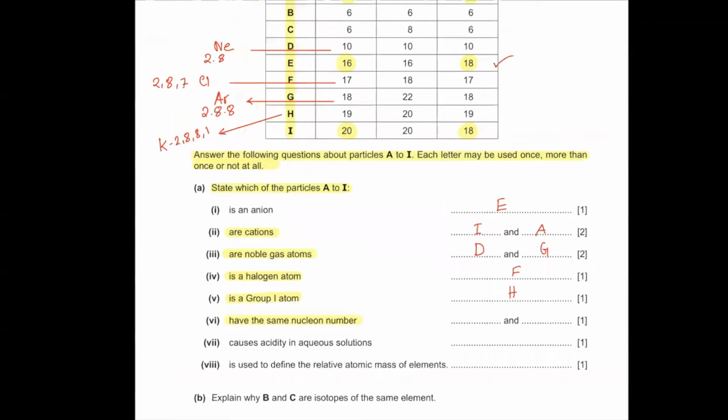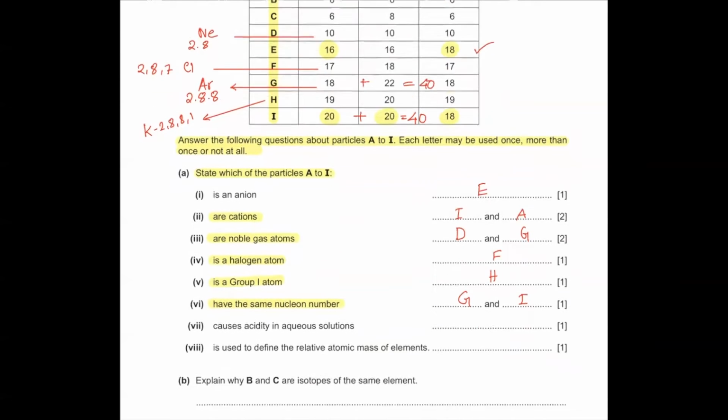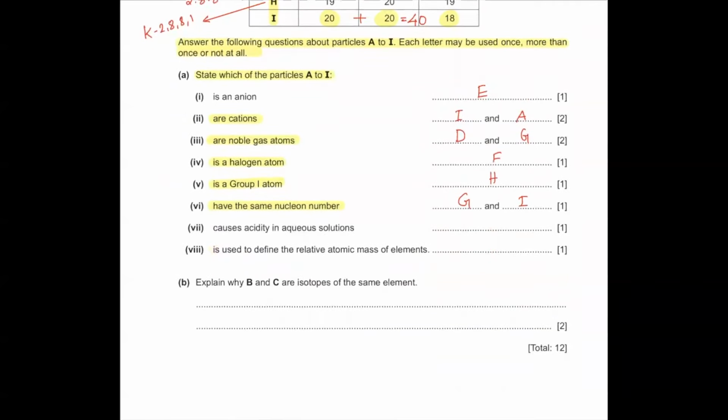Which have the same nucleon number? Having the same nucleon number means having the same mass number. The number of protons and neutrons must add up to the same number. 20 plus 20 is 40. 19 plus 20 is 39, so it doesn't match. 18 plus 22, however, is 40. So G and I will be the correct answer. Both of these add up to give 40, so that's how we know that they have the same nucleon number.